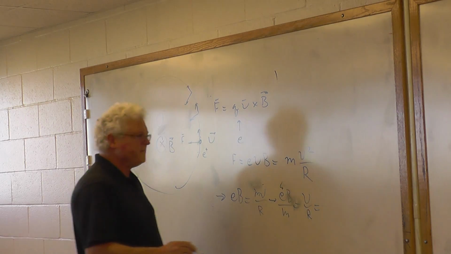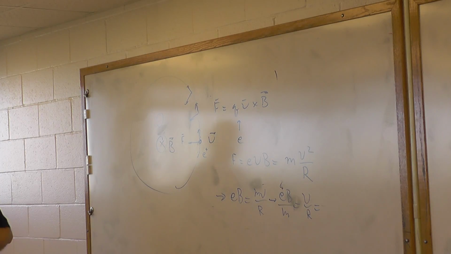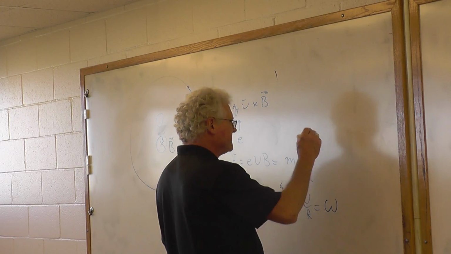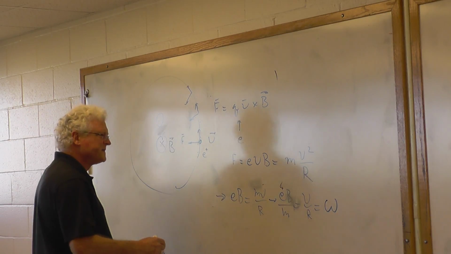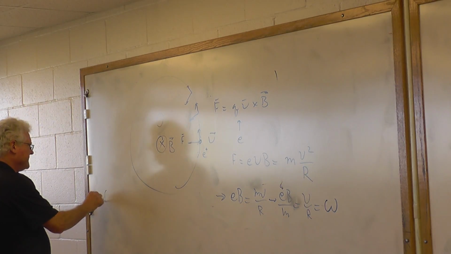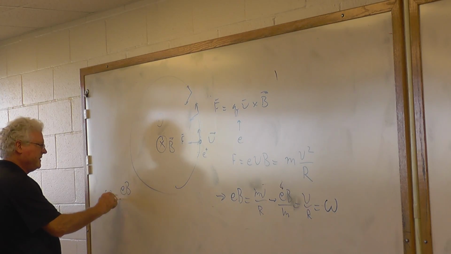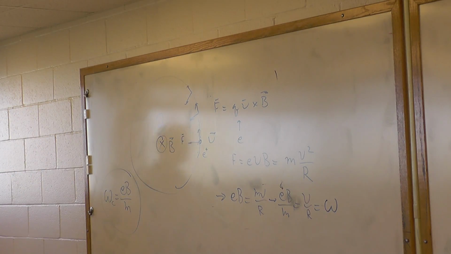I'm going to remind you that if you divide the linear velocity by the radius of curvature of motion, that's equal to the angular speed, essentially the frequency at which this thing is rotating around. And so you can see that the cyclotron frequency is going to be EB over M, whatever the mass is, assuming that the charge of your particle is E.